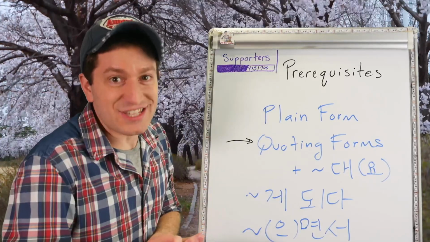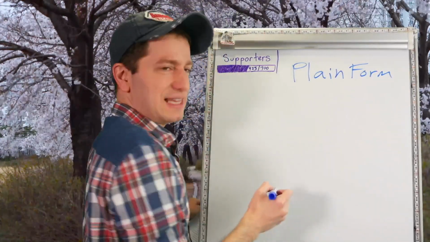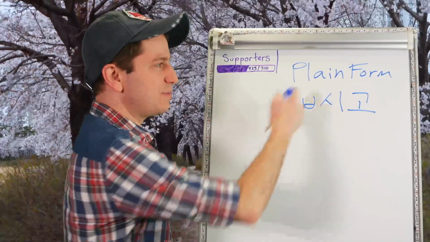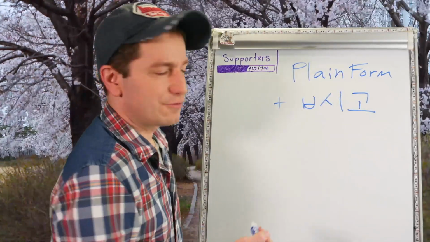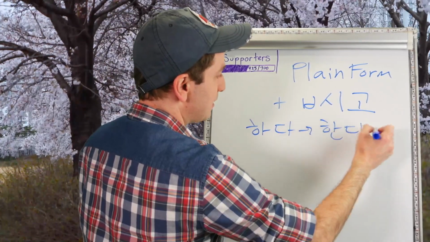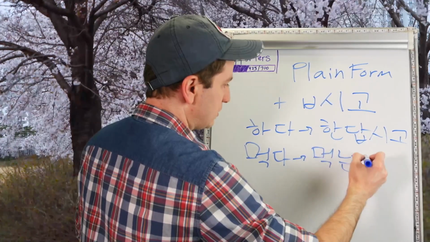Okay, let's get started with the lesson. So let's talk about our form. The way you make it is you first take the plain form and then you attach 이랍시고. So the plain form will end in 다. For example, if you have the verb 하다, it becomes 한다, 한답시고. If it's 먹다, you get 먹는답시고.